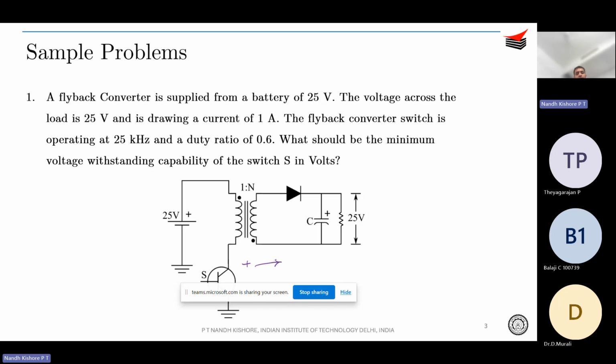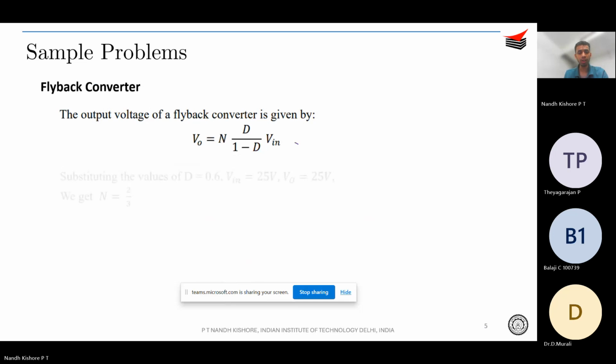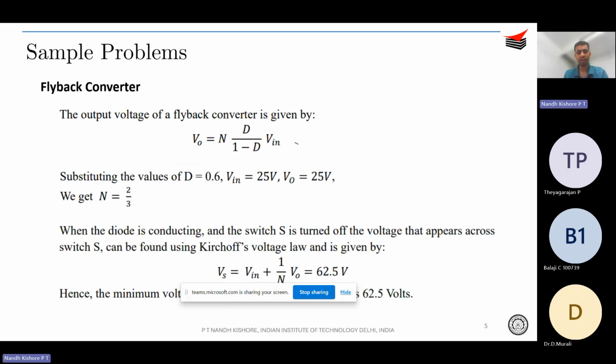So the voltage across the switch means the switch is in the off state, that is, the converter is in its 1 minus D period, or 1 minus D times Ts interval, correct? From this you get that the blocking voltage across the device is Vi plus V naught over N. Just by applying KVL you get that. So it turns out to be around 62.5 volts. This is a pretty simple problem, so I'm just marching ahead.